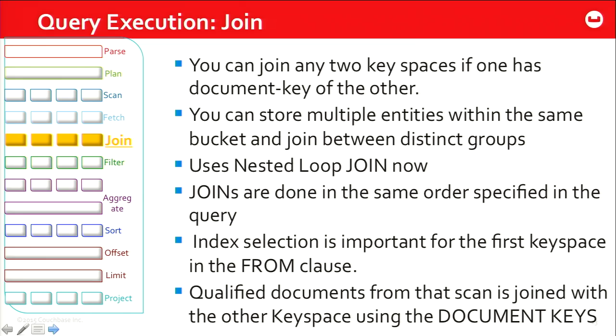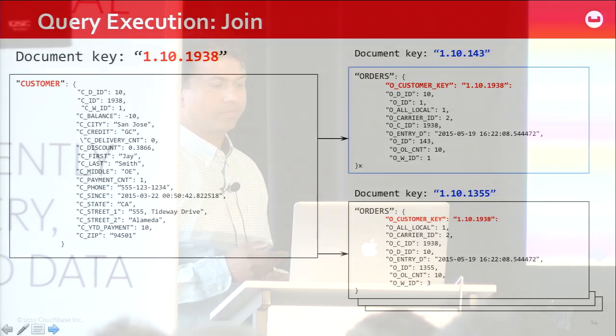We use nested loop joins right now. Again, this is the 1.0 release, and joins are done in the same order as before. Yeah, and index selection happens for the first key space, whether you give 1 key space or multiple key spaces. So rest of the keys are joined using the document key.